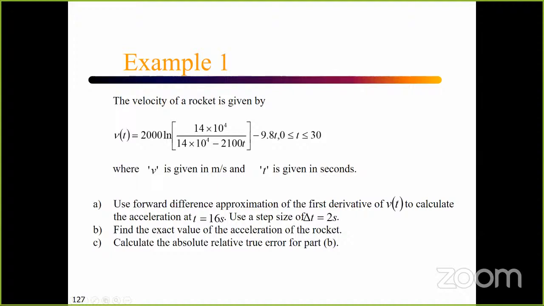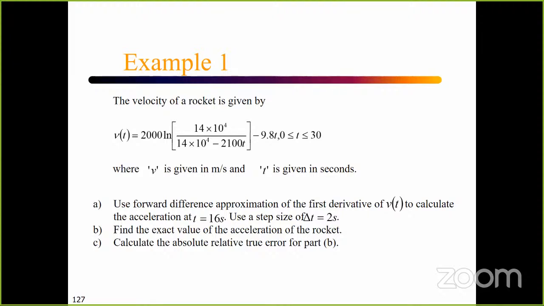How it looks. Let's choose the example of a rocket. The velocity of a rocket is given by the expression v(t) = 2000 ln(14×10^4 / (14×10^4 − 2100t)) − 9.8t within the interval between 0 and 30 seconds. After 30 seconds, it will behave in a different way, or we don't have an expression; this expression is valid for the interval between 0 and 30 seconds from its launch.